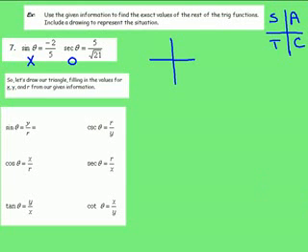Alright, here we're going to take a look at example number 7. Use given information to find the exact values of the rest of the trig functions. Include a drawing to represent the situation. So, first I'm going to take a look at the two functions I'm given, sine and secant. So those two I already have down here.